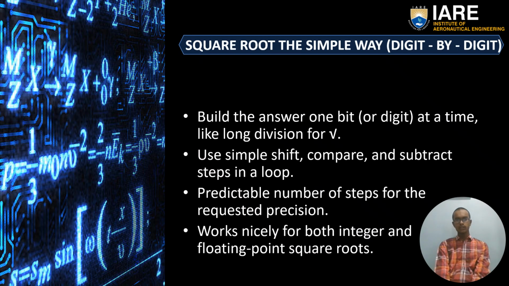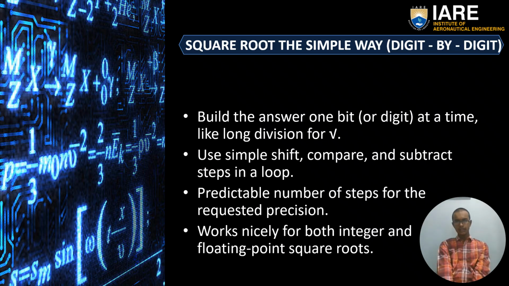Now let's discuss the square root, the simple way, the digit-by-digit method. There is a paper and pencil method for square roots too. Hardware copies that idea: try a bit, see if it fits, and keep going. Each step is small and easy to implement, very simple with basic logic. Because the steps are regular, this style is simple to test and verify.